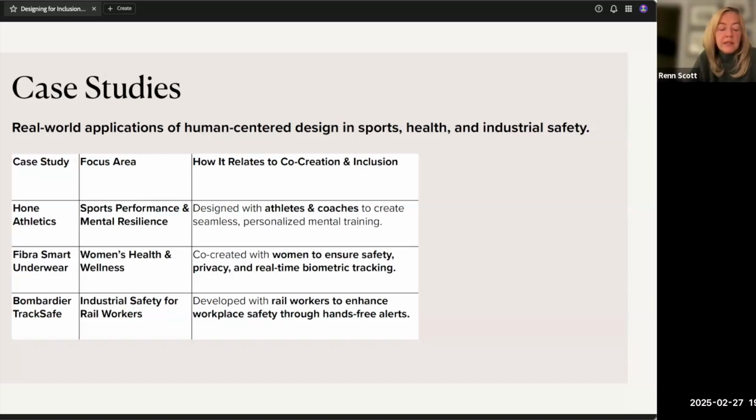Lastly is a product that I worked on with Bombardier, and it's an industrial safety product for rail workers. So instead of getting into the larger detail here, let me share the slides. And the reason that I was calling these out is we may have some of the product people on the call, so I'll ask them to add some comments should they want to share more details.